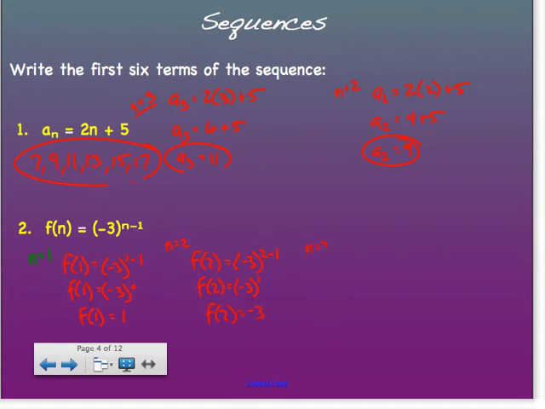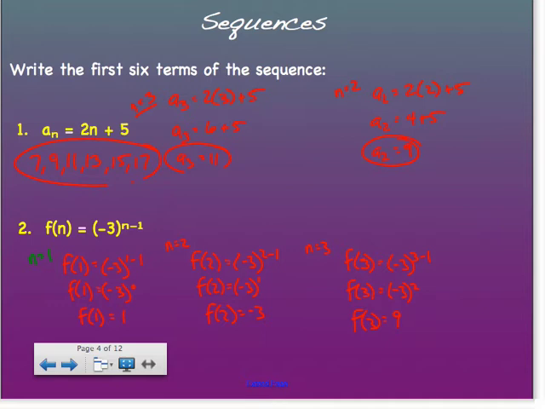Again, if I do when n equals 3, keep working my way up the chain, I get f of 3 is equal to negative 3 to 3 minus 1. That means f of 3 is equal to negative 3 squared. That means f of 3 is equal to 9. Hopefully you're seeing right now that the results are powers of 3. 1 is 3 to the 0, 3 is 3 to the first, 9 is 3 squared, etc. The only thing that's alternating is the negatives.